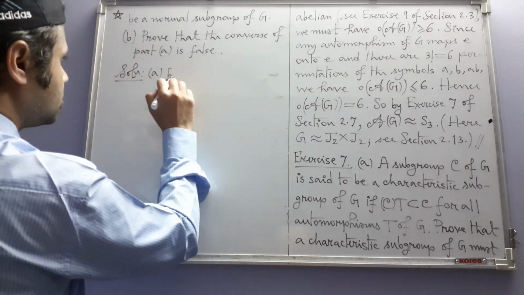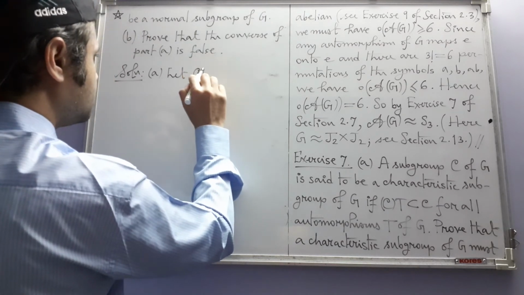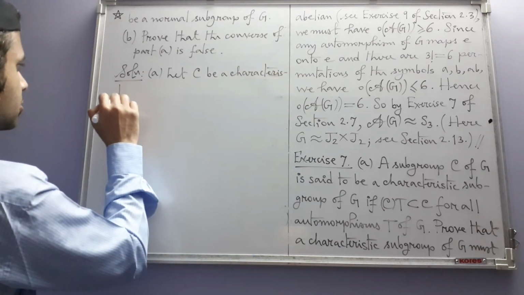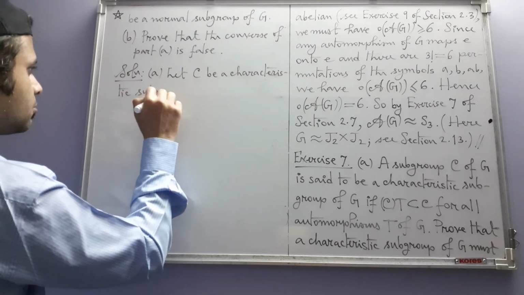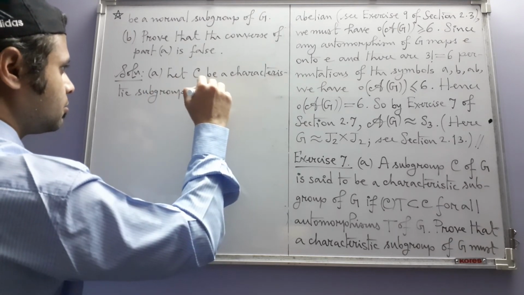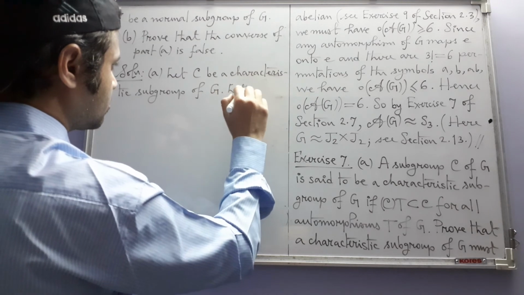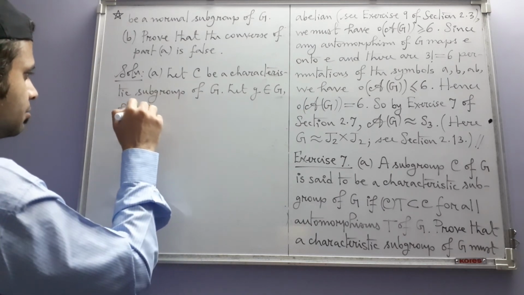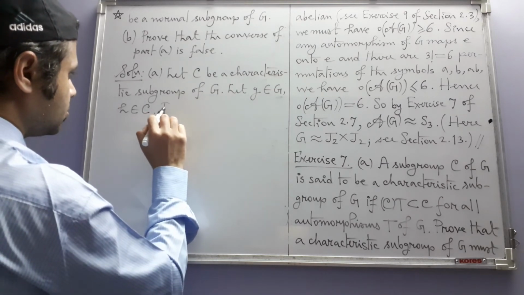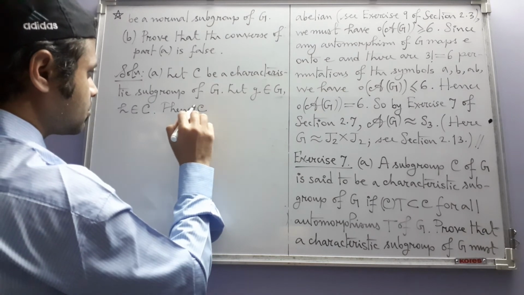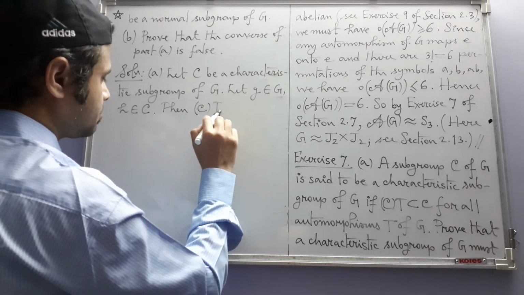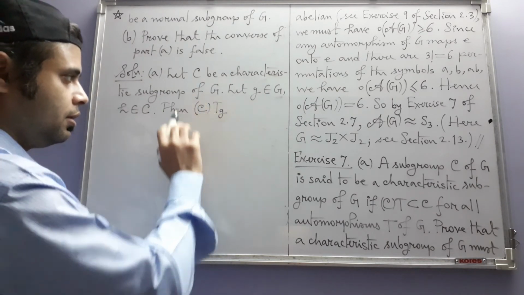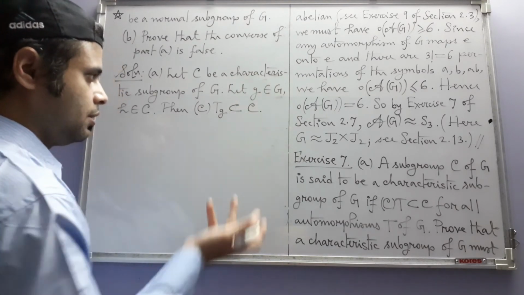Okay, let C be a characteristic subgroup of G. Let G be any element in G and H be an element in C. Then if we apply the inner automorphism TG on C, then the image will be contained in C because C is a characteristic subgroup.